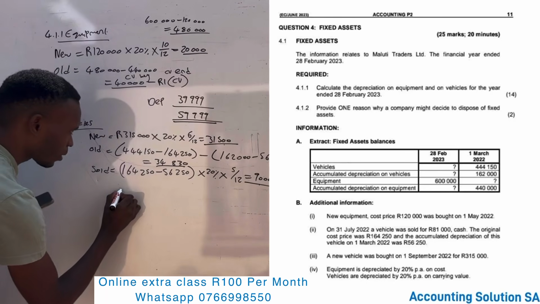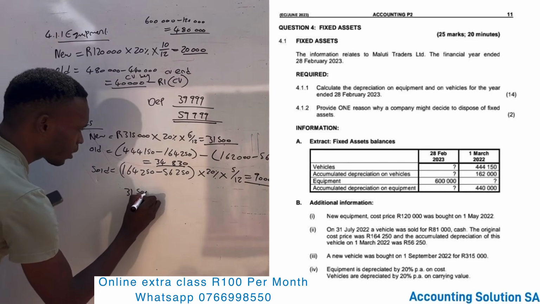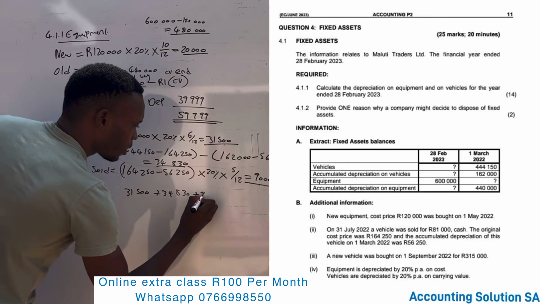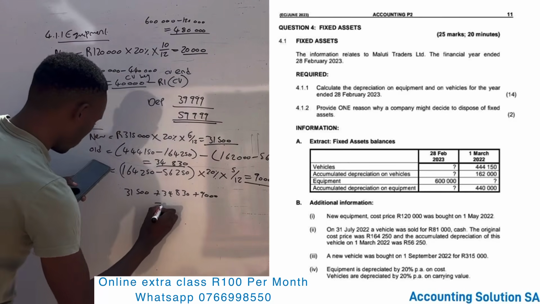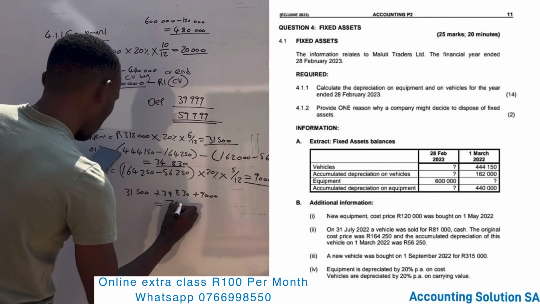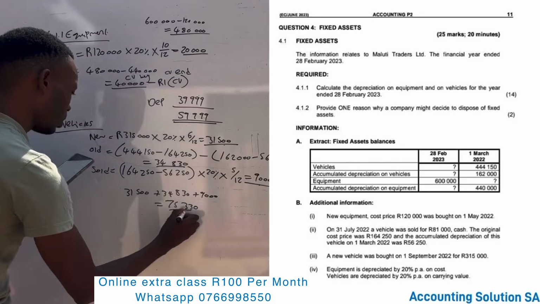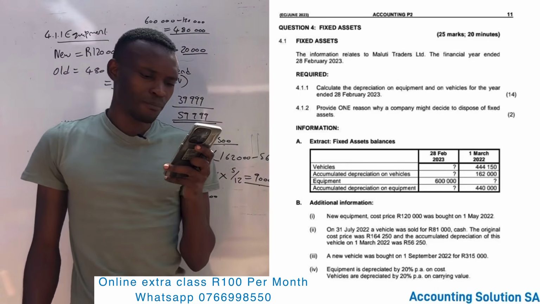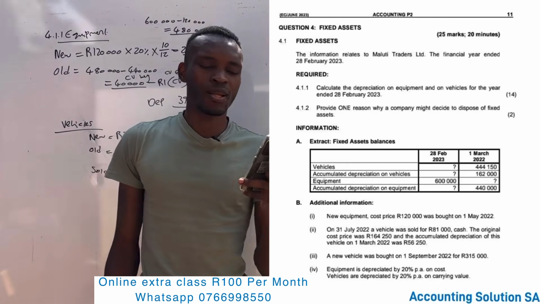Okay, in order for you to get the total for vehicle, you take this one plus this one and this one. Okay, it's going to be 31,500 plus 34,830 plus 9,000 is equal to 75,330, just like that.